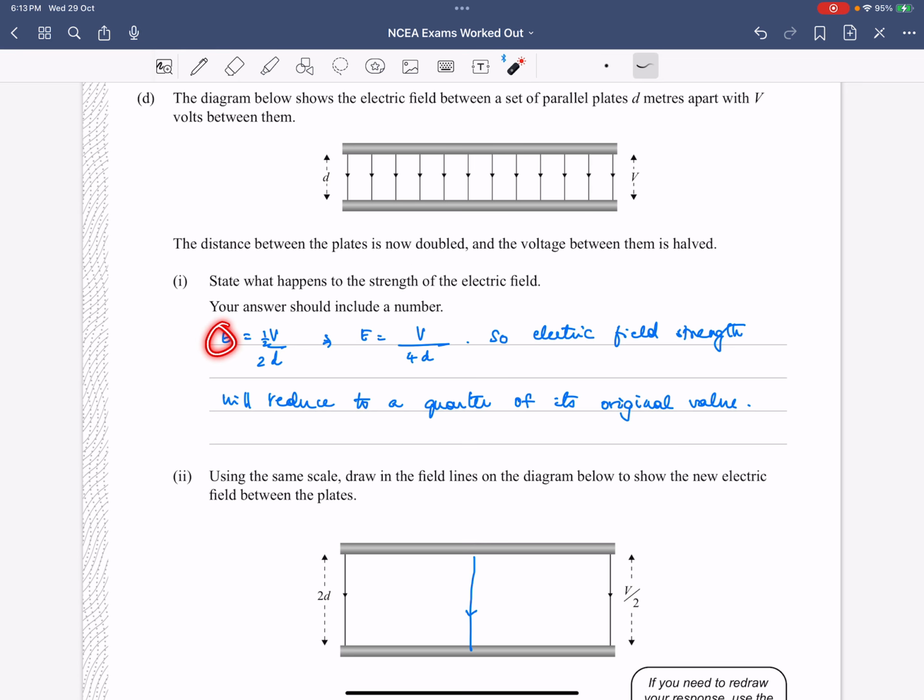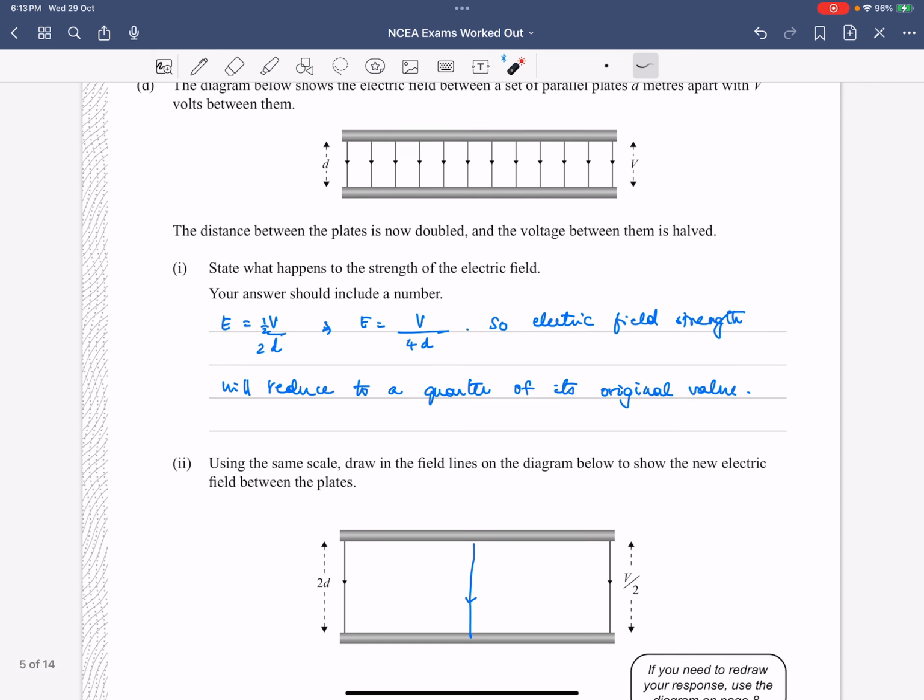So I got E equals V over D, but now the D has become twice and the voltage is halved. So E becomes V over 4 times D. So the electrical field strength will reduce to a quarter of its original value.